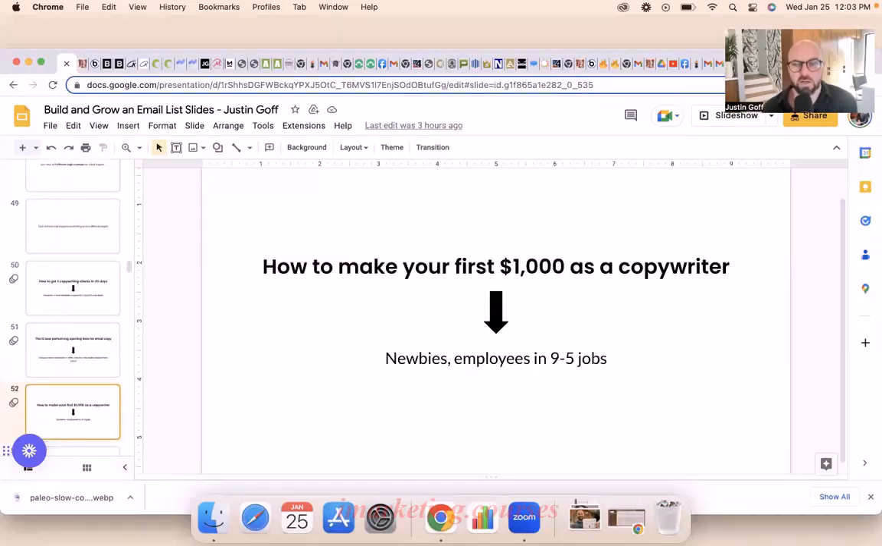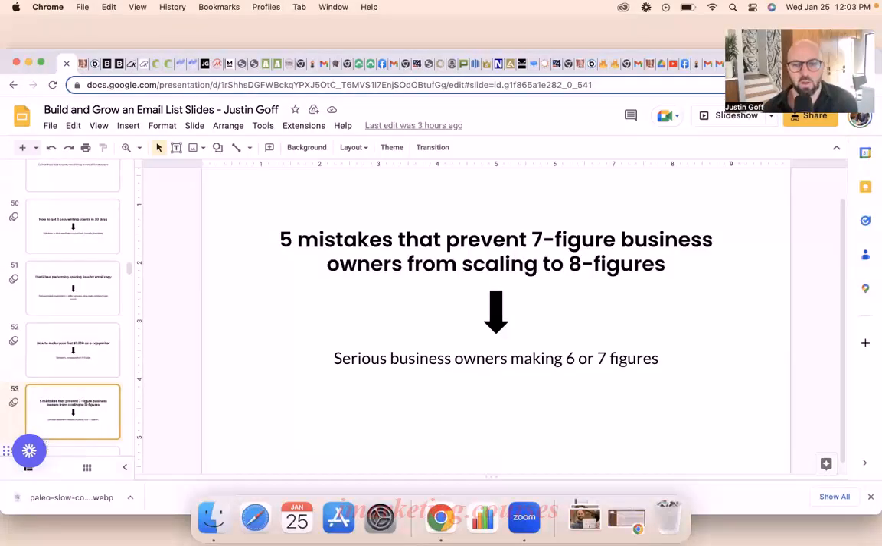How to make your first $1,000 as a copywriter. This is mostly going to be newbies, biz op people, people who are in 9-to-5 jobs looking to escape. So a much lower level person who's not as entwined with copywriting. 5 mistakes that prevent 7-figure business owners from scaling to 8 figures. Now, if you're really trying to attract high quality business owners to your list who are interested in scaling to the next level, something like this, I think, would work really well.